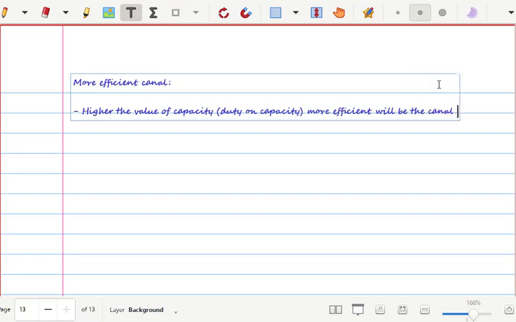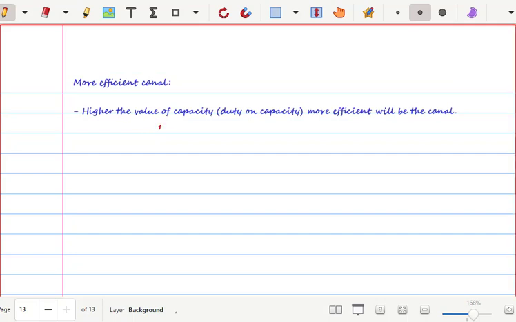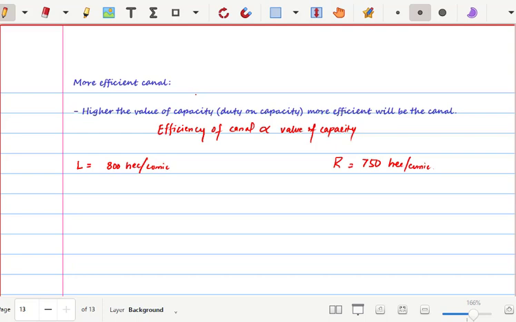So efficiency of a canal and capacity are actually directly proportional. You can say that efficiency of a canal is actually directly proportional to the value of its capacity. So in our case, left side canal has a duty of how much? 800, right? 800 hectares per cumec, and right side has a value of 750 hectares per cumec. So according to the above statement, which canal is going to be more efficient?